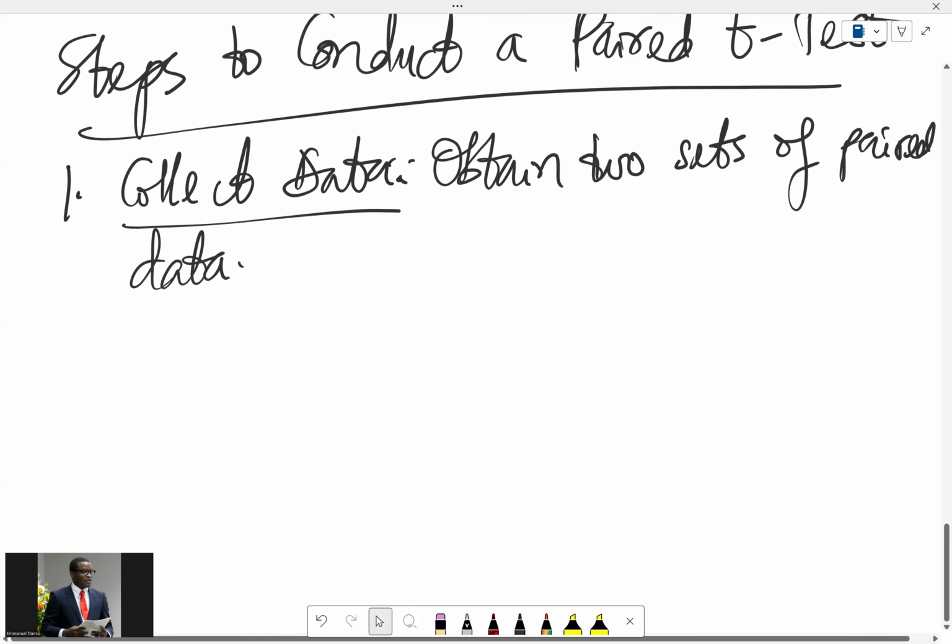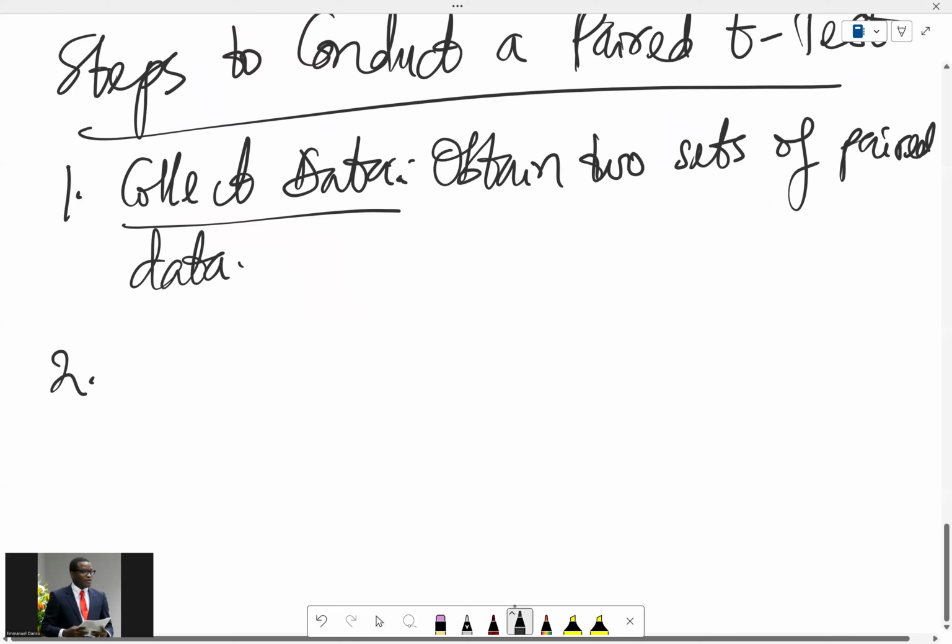For instance, a good example would be that you have a set of 50 students and they wrote a math test and then they wrote a physics test. If you take those two scores of the same group of people, a very good test for that would be the paired t-test, because it is data you collected from the same group under different conditions.